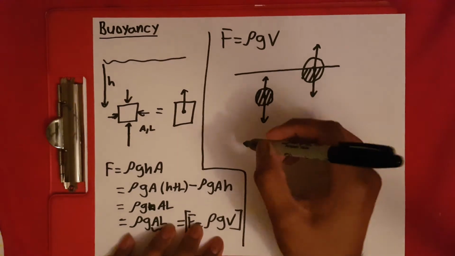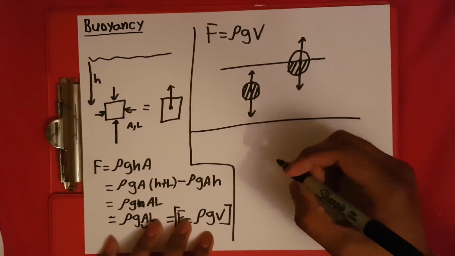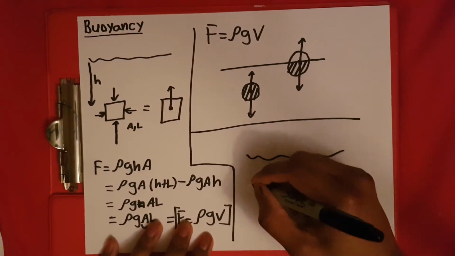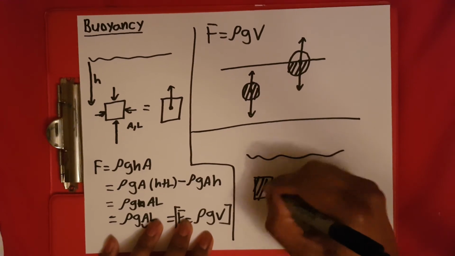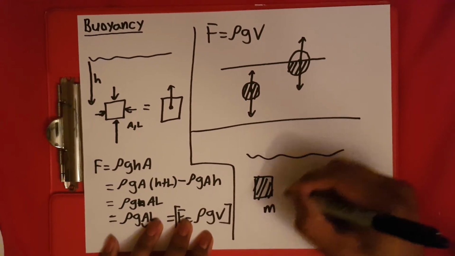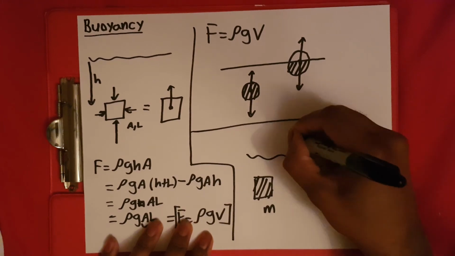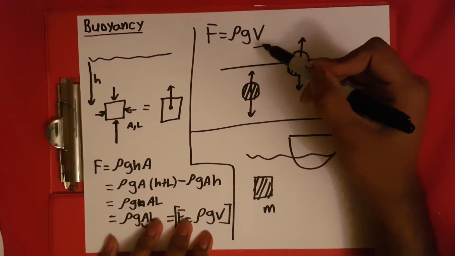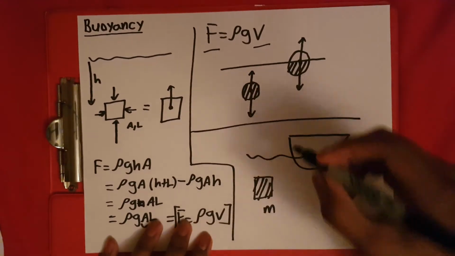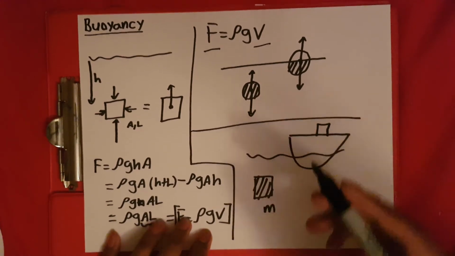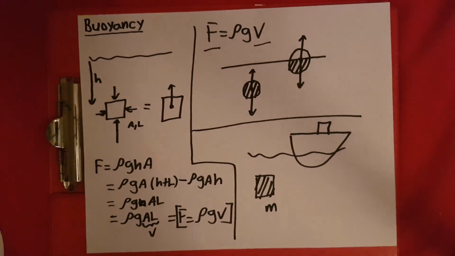So next I'm going to quickly talk about how this is used in engineering. We use it in boats. Sometimes if we have a block of metal, it just sinks. But if we spread it out, now it takes up a much larger volume, so its buoyancy force goes up. And that's why large metal boats are able to float.